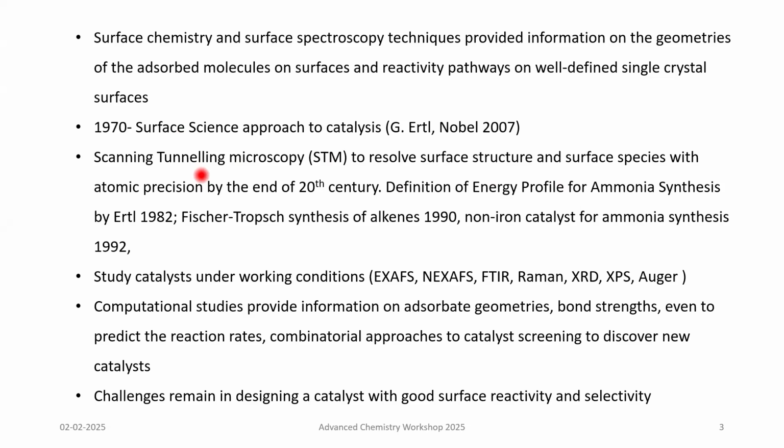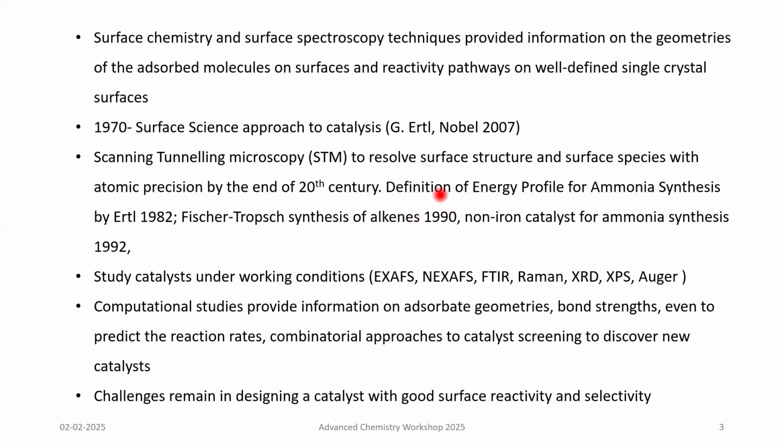The principle of that is there will be a cantilever which will go and touch the surface, and then you scan around the surface. Then a small current passes between the cantilever and the surface. That current is converted to a surface image. Okay. So that has actually improved the understanding of the surface structure and surface species with atomic precision. You can literally look at each atom using the scanning tunneling microscope. Okay.